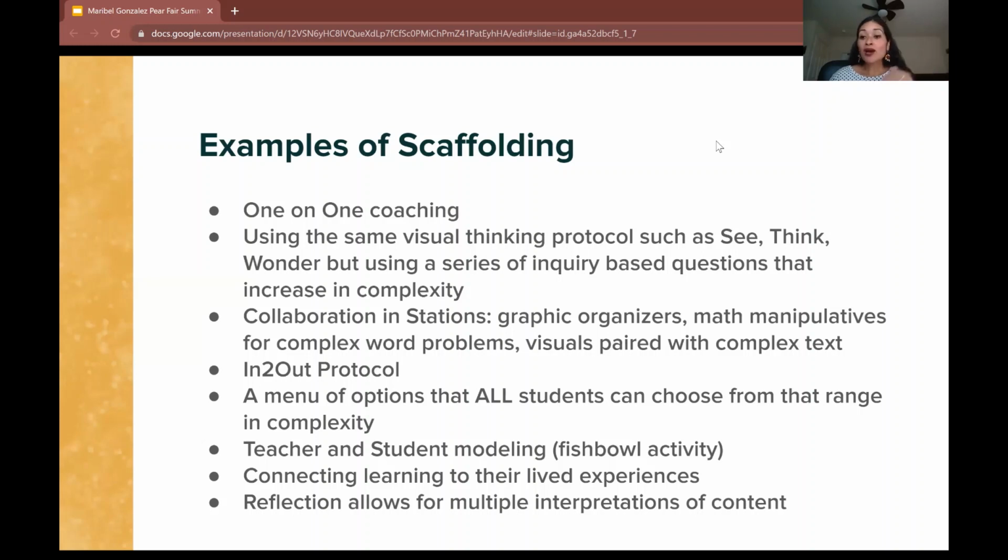And of course, modeling, not just the teacher, but students modeling is a really powerful way to scaffold in a classroom. An example activity is the fishbowl activity, where you have students in the inner circle modeling for students in the outer circle, and then you switch, right? And so students can see it in action from their peers rather than just the teacher at the very beginning, which is also a really important way to scaffold.